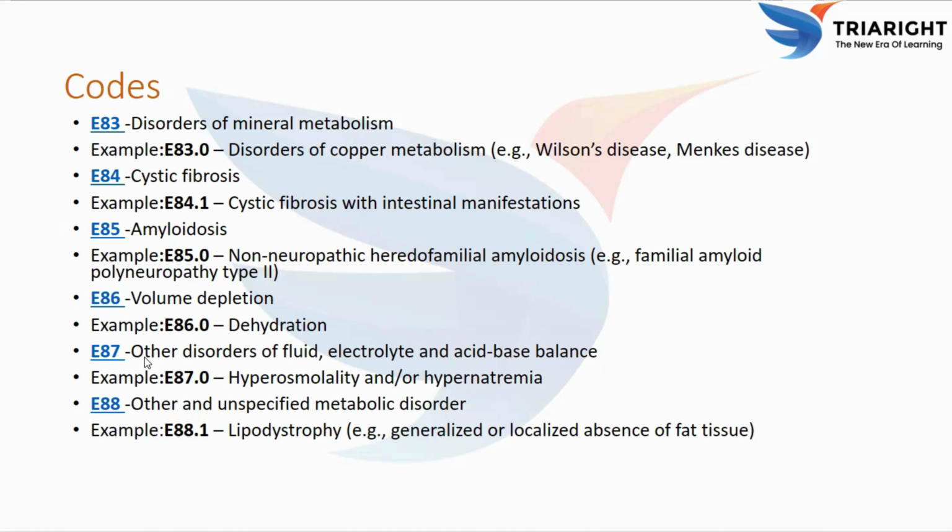So next, coming to the code E87. What does it denote? Other disorders of fluid, electrolyte and acid-base balance. For example, E87.0, hyperosmolality and or hypernatremia. These disorders occur when sodium, potassium or acid levels in the body are out of balance. Body fluids and salt systems are essential for nerve and muscle function. E87.0 is assigned whenever hyperosmolality is diagnosed.